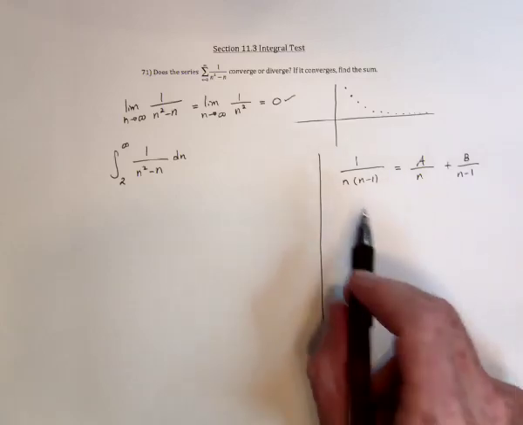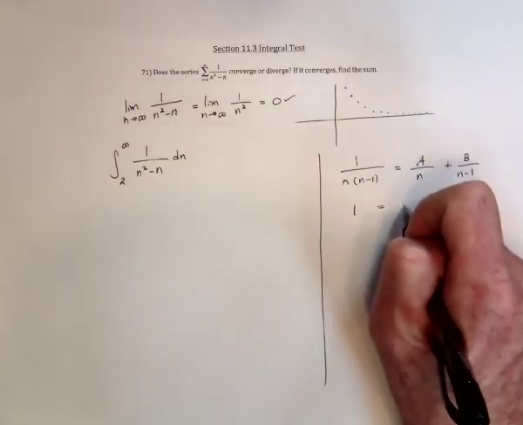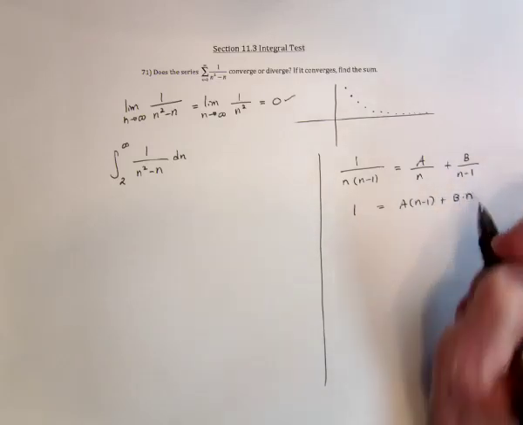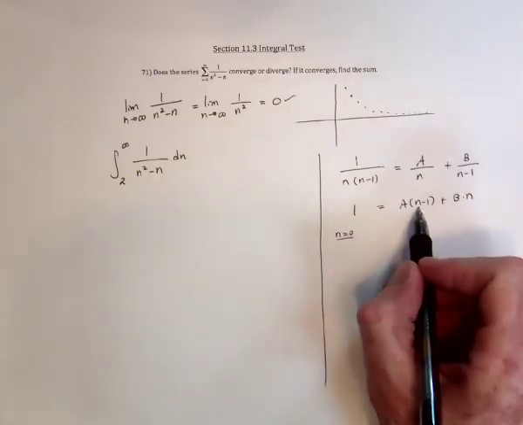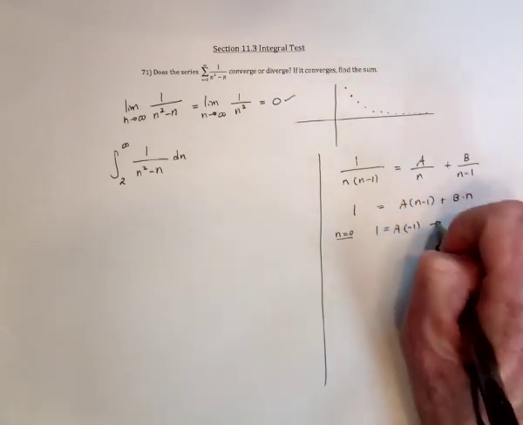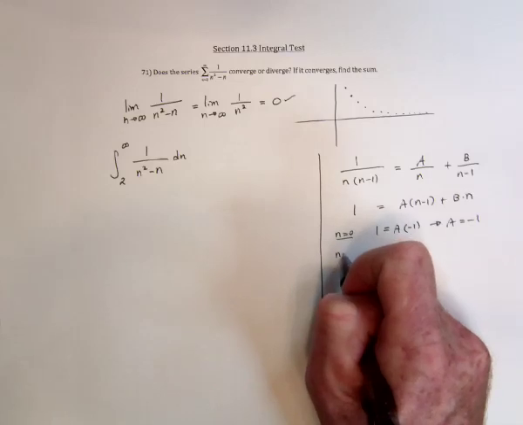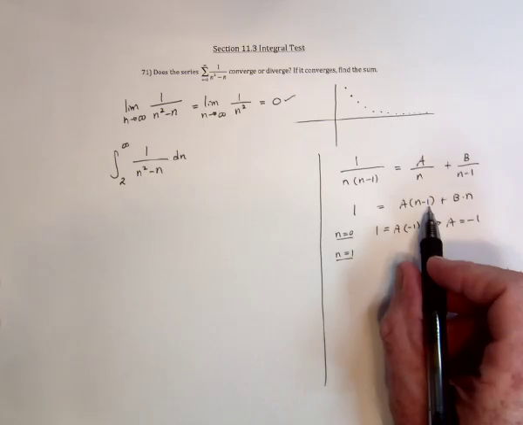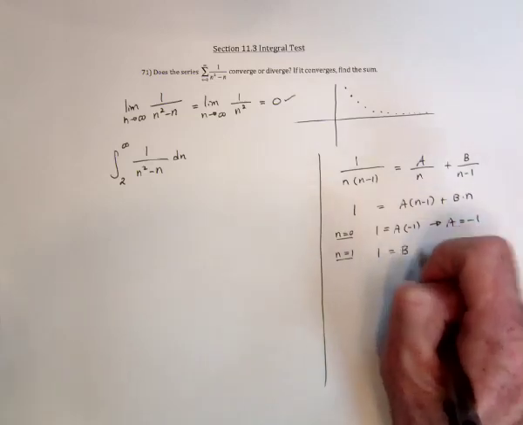So then you multiply through by the n times n minus 1, or the least common denominator. You'll get 1 equals a times n minus 1 plus b times n. And then you can pick things for n, like n equals 0. That will zero this out. That will give you that a is going to be negative 1. Next, let n equal 1. That will make this disappear. And then we'd have 1 equals b times 1. So there's the b.